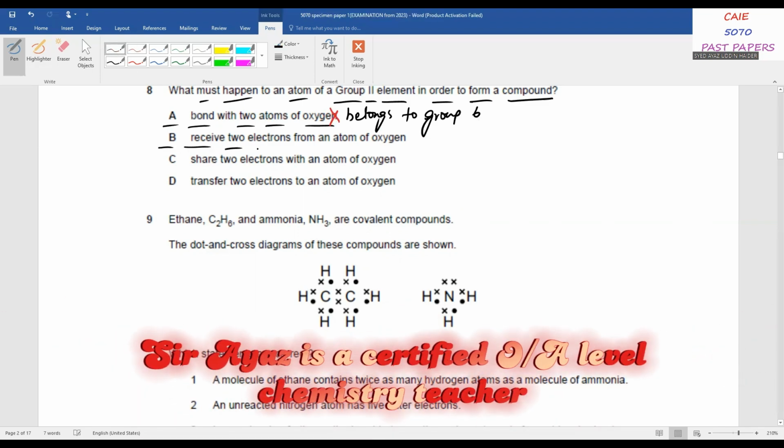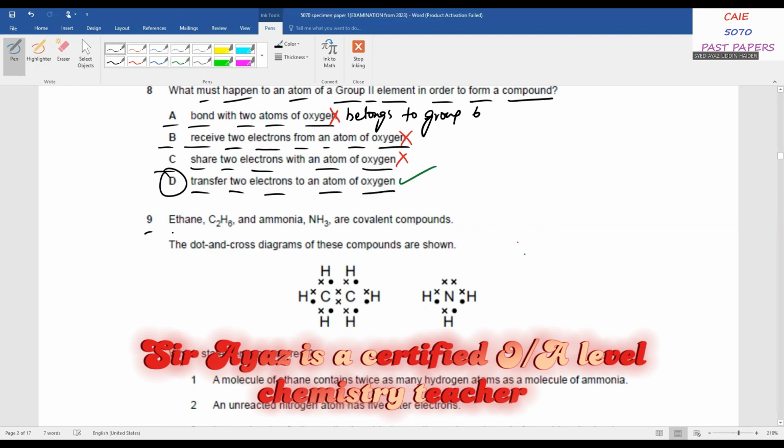We read the B statement. B, receive 2 electrons from an atom of oxygen. It can't receive because it's a metal. It will lose electrons. C, share 2 electrons with an atom of oxygen. Again, it will not share electrons. So we are left with only D, which will be the right statement. I'm reading: transfer 2 electrons to an atom of oxygen.